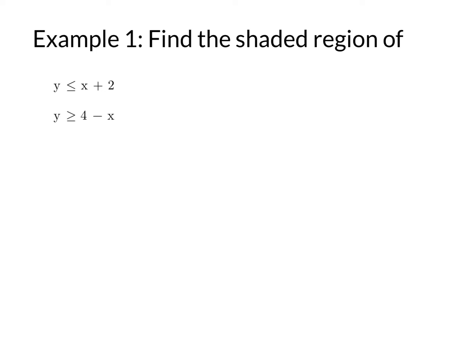So we're going to start with an example straight away. We're going to find the shaded region of y less than or equal to x plus 2 and y greater than or equal to 4 minus x.